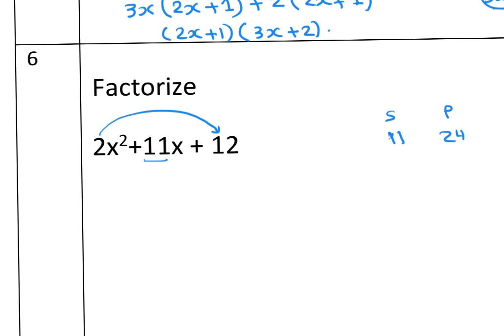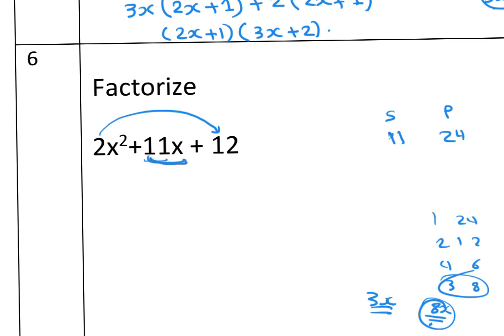How to get 24? 1 times 24, 2 times 12, 4 times 6, 3 times 8. But I need the sum 11, so 3 and 8. So replace 11x by 3x and 8x. Start with 8x because between 8x and 2x squared we have a common factor of 2. So replace 11x by 8x plus 3x, and rewrite 2x squared plus 12.